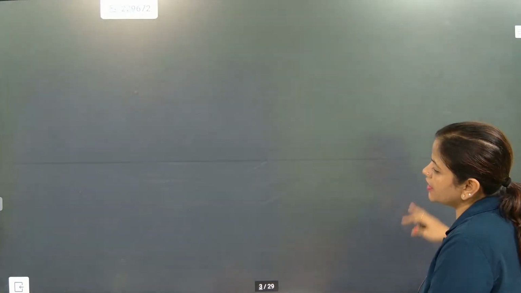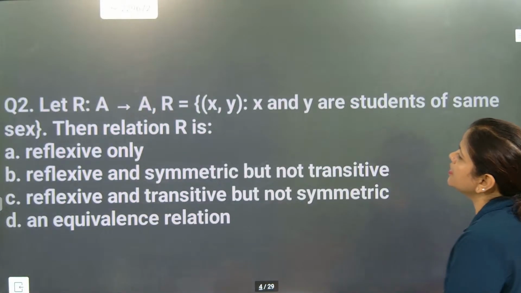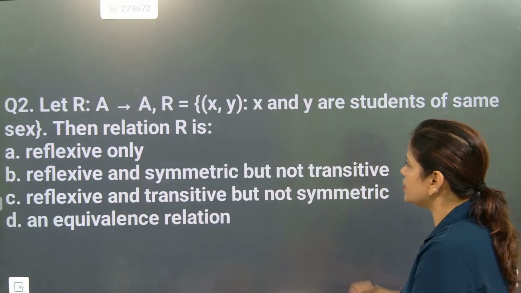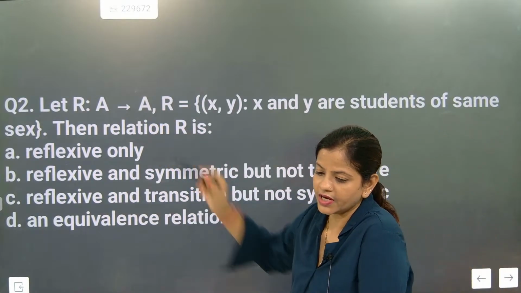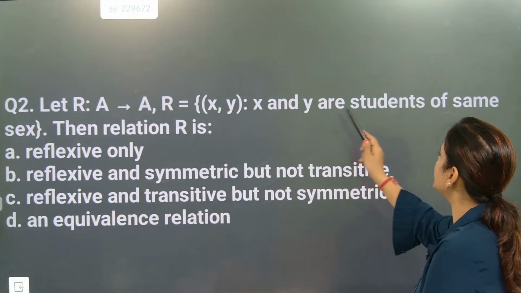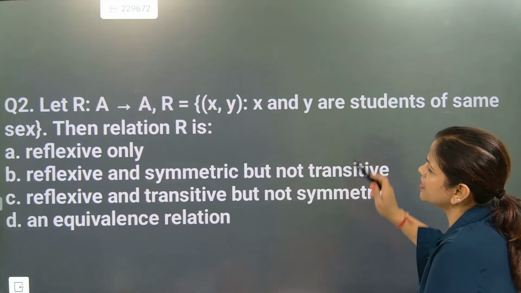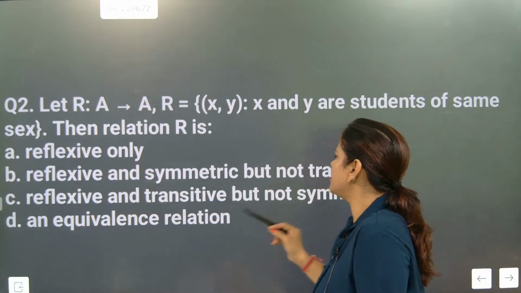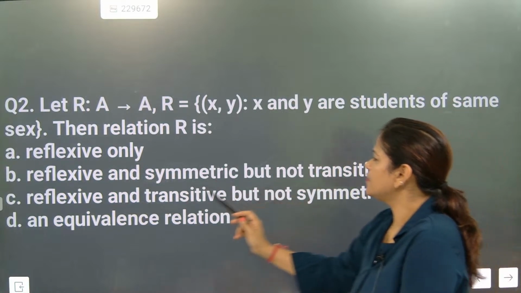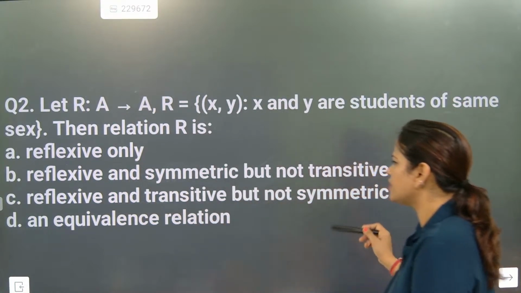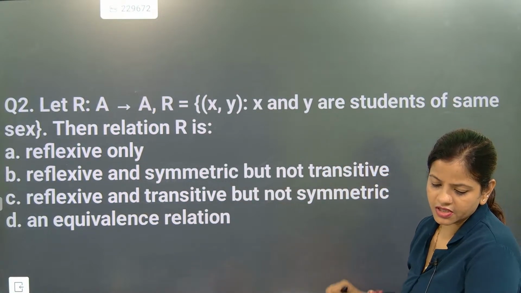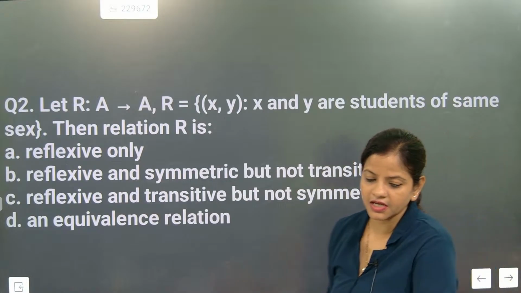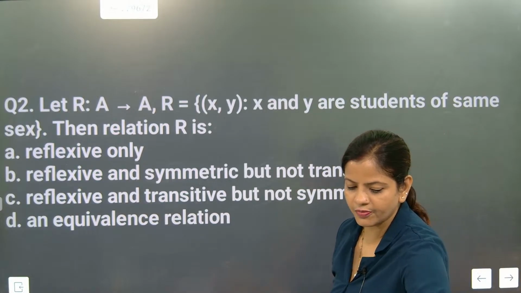Now we will go for the next question. Now they are telling us about a relation R from A to A: X and Y are students of the same sex. The options are: reflexive only, reflexive and symmetric but not transitive, reflexive, symmetric but not transitive, or an equivalence relation. See, attempt this question very nicely because this is a seriously important question.